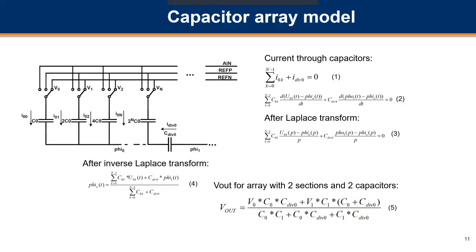From expression number 3, the dependence of phi 0 on the voltage on the bit capacitor and the voltage phi 1 can be deduced. Equation 4 shows a similar relationship after the inverse Laplace transform. When drawing up such equations for all sections, it is possible to obtain the dependence of V out and intermediate points on the voltage on the bit capacitor, and therefore on the code on the array. Expression 5 describes a similar dependence for a matrix of two sections, one capacitor in each.